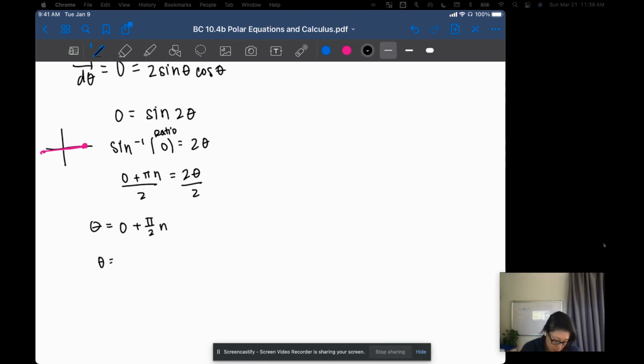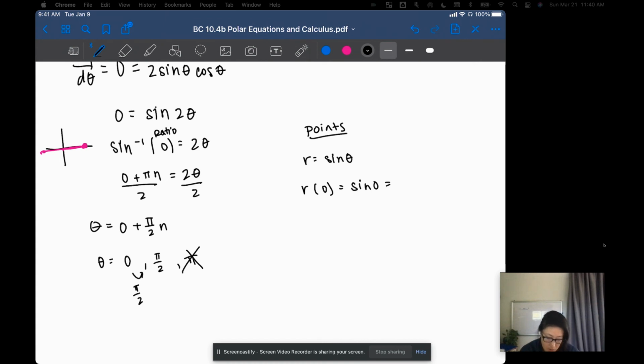So theta is equal to 0, and then add pi over 2, add another pi over 2, but that gives me pi, which is outside of my domain. So the points are, remember, r is equal to sine theta, so we need to evaluate r of 0, sine of 0, which gives me 0, and r of pi over 2, sine of pi over 2, which is also equal to 0. So the points where we have a horizontal tangent are at 0, 0, and this is r and theta, and 0, pi over 2.